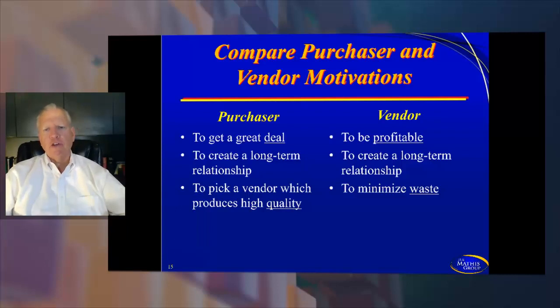On the vendor side, they're trying to be profitable. They're trying to create a long-term relationship, and they're trying to minimize waste that's going to cost them money. As these two groups come together, the vendor and the purchaser, it becomes a much more wholesome relationship. But as long as the vendor is only looking at it through the vendor's eyes and the purchaser is only looking at it through the purchaser's eyes, you're going to see conflict and you're going to see competition rather than complementing each other. And complementing is what's needed in order for that relationship to be awesome.